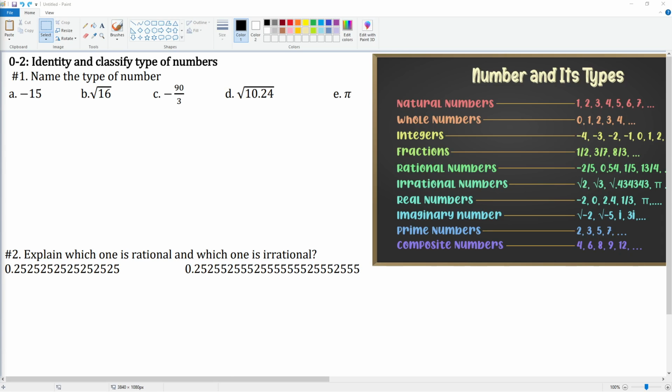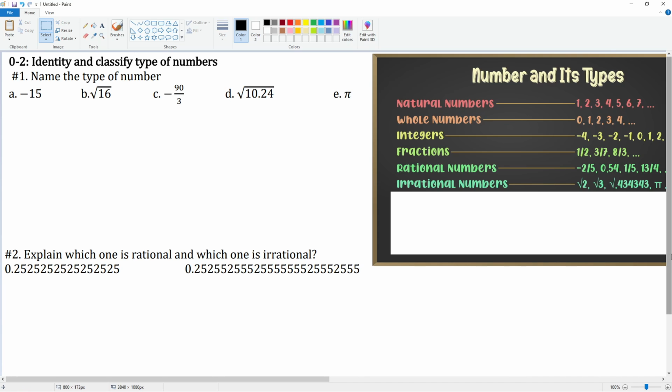Problems 0-2: identify and classify the types of numbers. Number 1, name the type of numbers. What I provide to you on the right-hand side are all the numbers and their types. For the sake of Algebra 1, you only need to memorize this much.